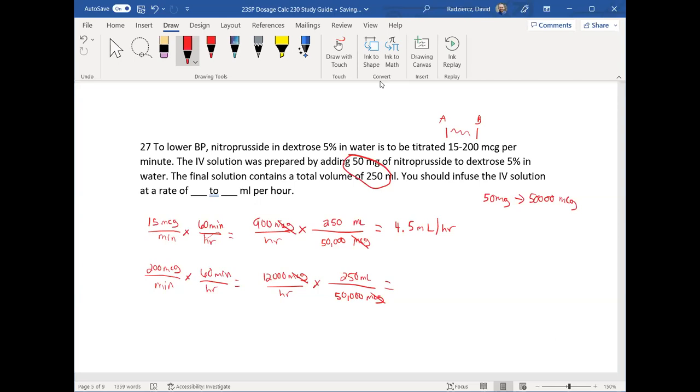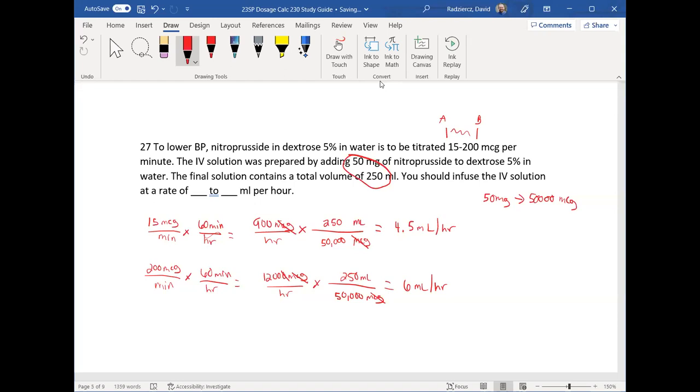Then I'm going to take 1,200. Or is that 12,000? Sorry, 12,000. No, it is 1,200. I wrote an extra zero in here, so sorry about that. All right, so 1,200 times 250 divided by 50,000. And that's going to be 6 milliliters per hour.